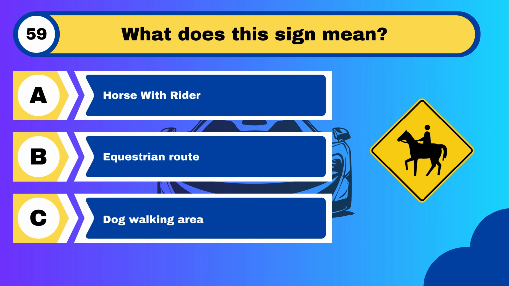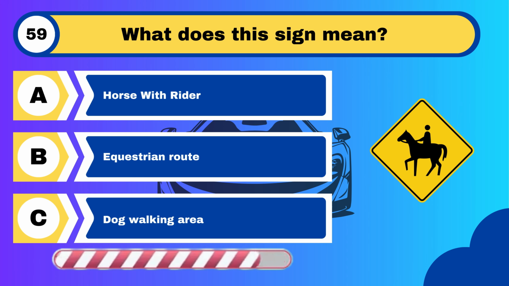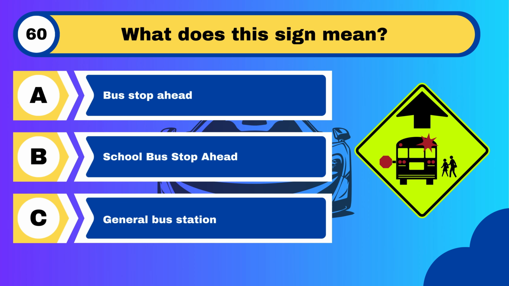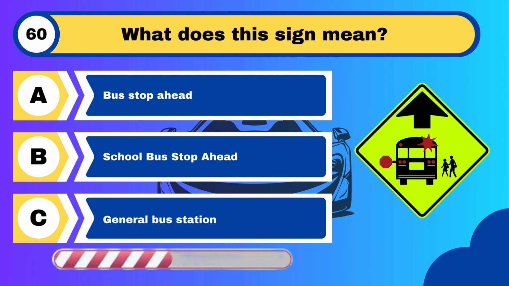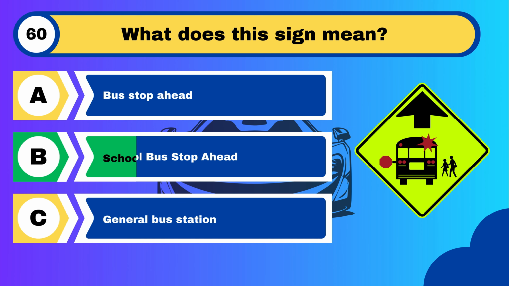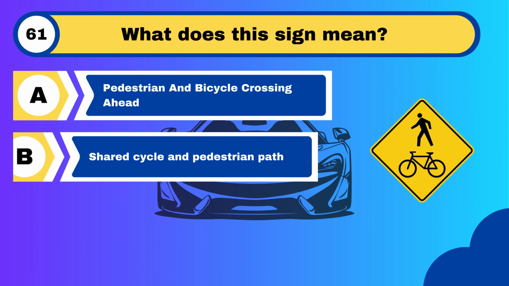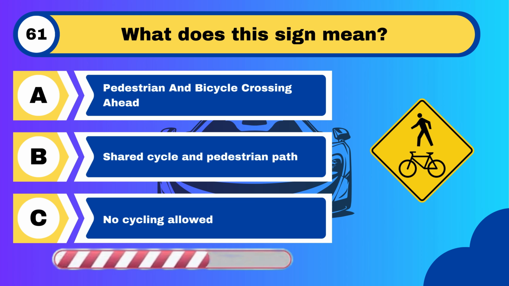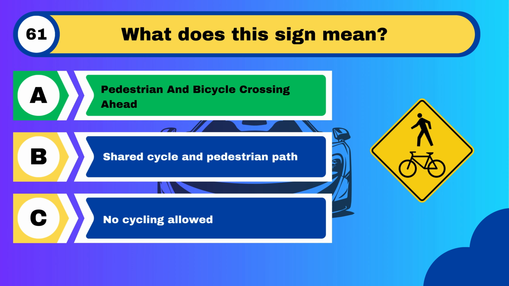What animal-related warning is shown here? A. Horse with rider. What stop location is highlighted by this sign? B. School, bus stop ahead. What type of shared crossing is coming up? A pedestrian and bicycle crossing ahead.